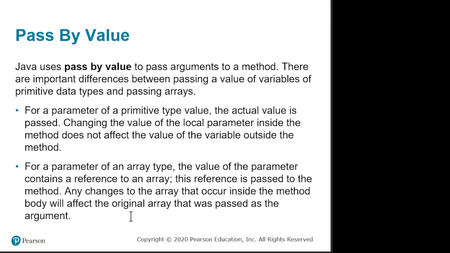There is a distinction by passing by value for a parameter of the primitive types, the integers, the doubles, the chars. The actual value is passed. I shouldn't say strings. Changing the value of the local parameter inside of the method does not affect it outside of it. But for anything of an array type, the value of the parameter contains a reference, and any change inside the method changes the original. And we were exploiting that in our deck of cards to make our deck of cards work.